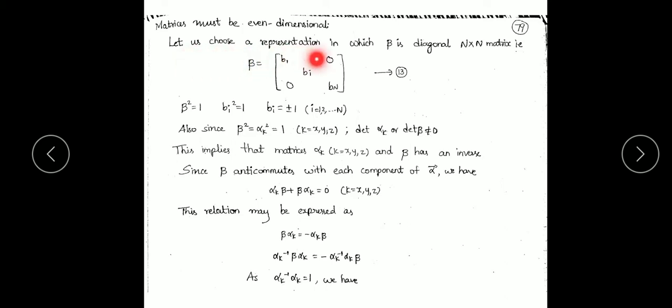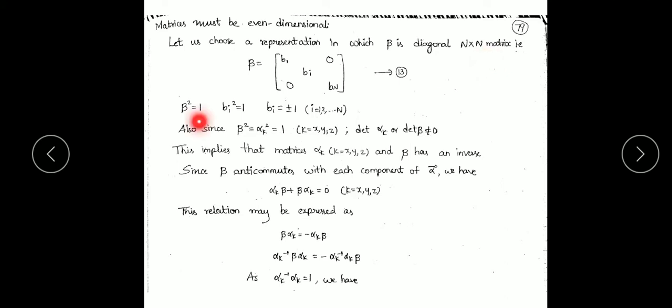Let us choose a representation in which beta is a diagonal n by n matrix. So we need to consider a beta matrix which has n rows and n columns. N rows and columns means n principal diagonal elements. So here you can see only principal diagonal elements are present: b1, b2, b3, bi somewhere in the middle, and finally bn. Remaining all elements are 0. So beta is a diagonal matrix.